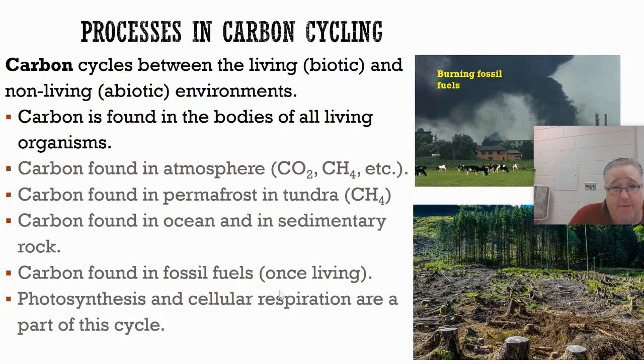Carbon again is found in so many different places, and because it's found in all these different areas, it kind of cycles again back and forth between living and non-living things. Again, it's found in the bodies of all living things. It's found up in the atmosphere. It's found in the permafrost and the tundra. Permafrost is like frozen soil, and there's a ton of carbon. It's in the form of methane gas that's actually in that permafrost.